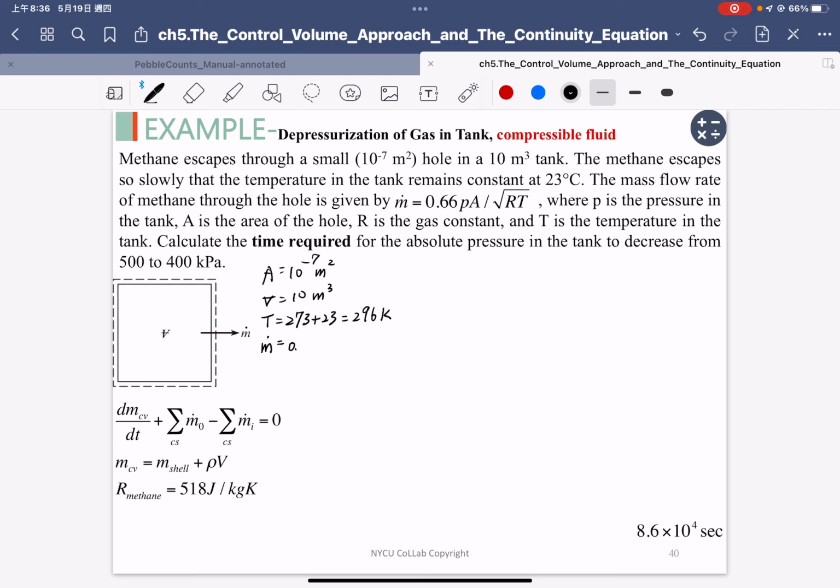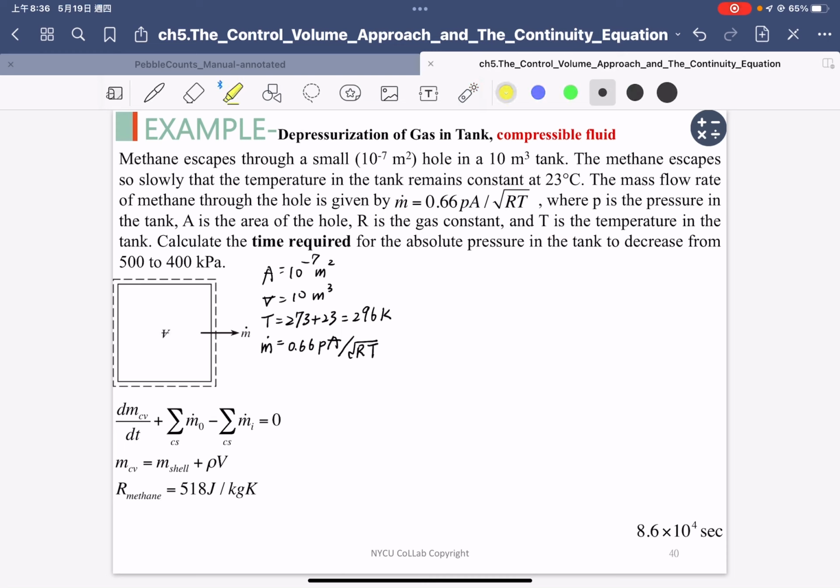And the mass flow rate of the methane through the hole is given by m dot equal to 0.66, the pressure, multiplied by the area of the hole, divided by the root of the gas constant multiplied by the absolute temperature. As we know, in the equation, P is the pressure in the tank, A is the area of the hole, R is the gas constant, and T is temperature.